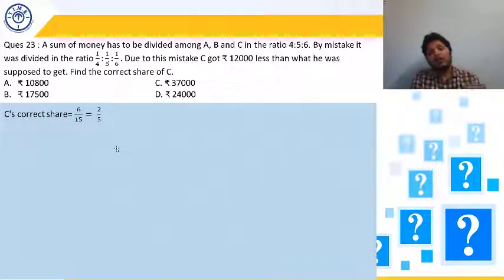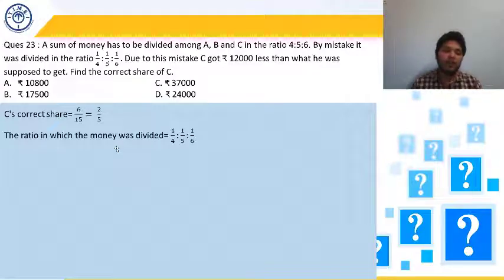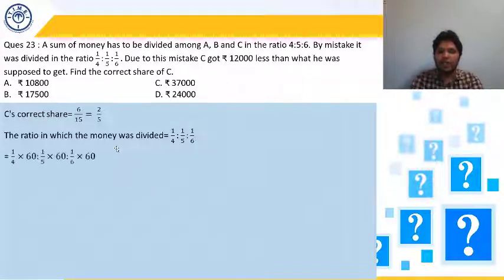Yes. But what happened? The money was divided, instead of dividing it in the ratio 4:5:6, by mistake they have divided the money in the reciprocal ratio, or 1/4 ratio, 1/5 ratio, 1/6. So to get the ratio, we have to multiply all of them with the LCM of 4, 5, 6. LCM of 4, 5, 6 is 60. So we have multiplied all of them by 60.